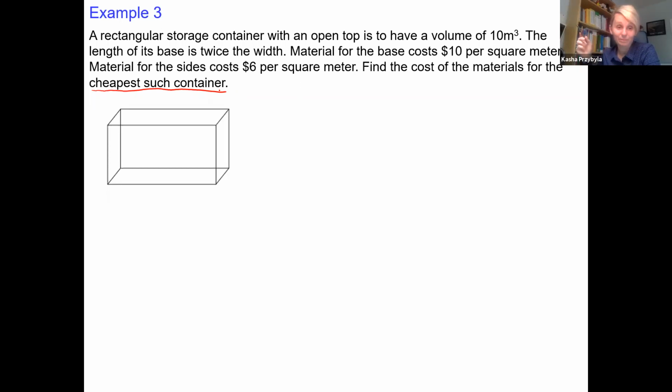Let's label. The second sentence is telling me that the length of its base is twice the width. That means I can label the width x. How can you label the length? 2x, yes. And of course, I will put h. So x, 2x, and h.